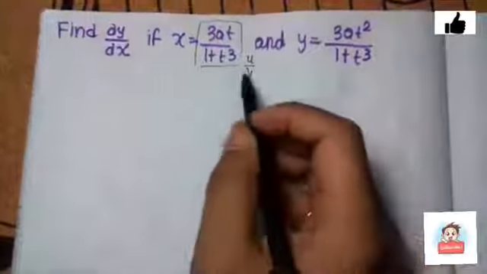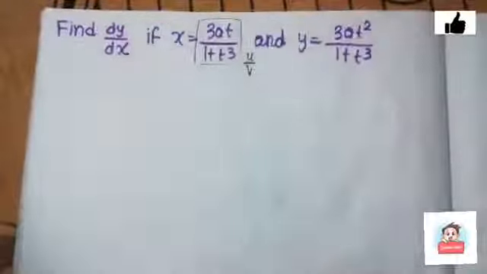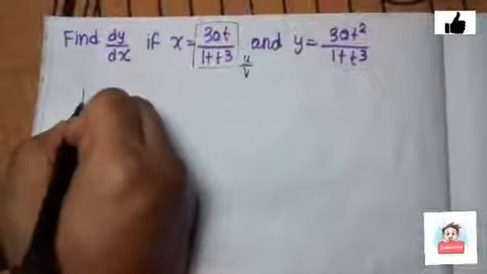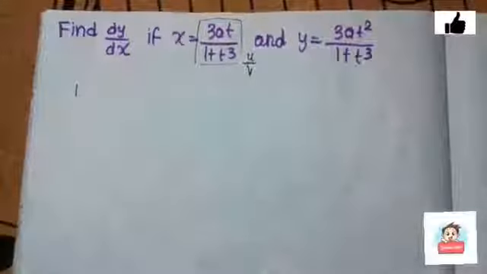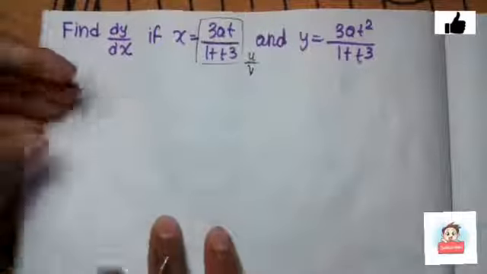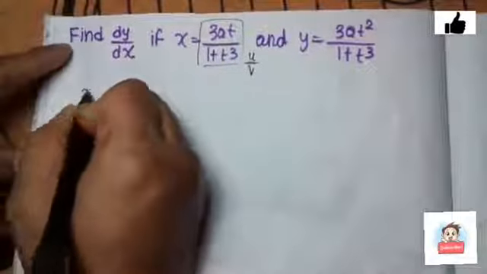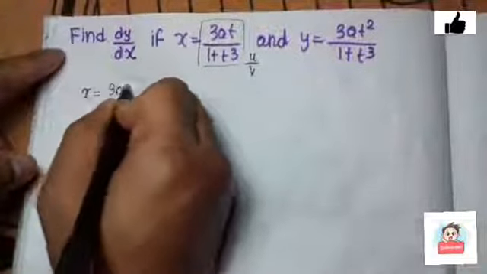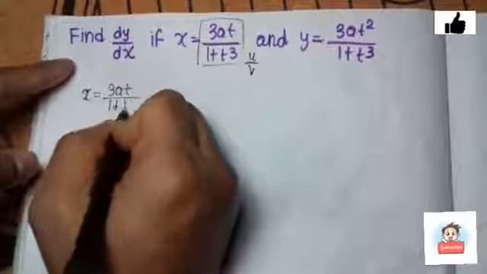So it is very clear that we will use the u by v formula in this sum. So we write, I will write directly in this sum. I'm not going to write some statements. So we will write x equals 3at by 1 plus t cubed.